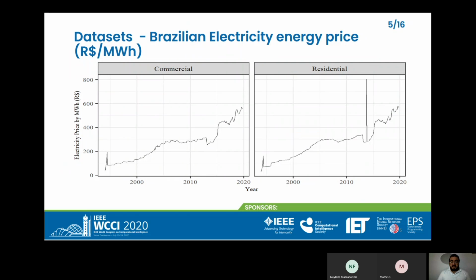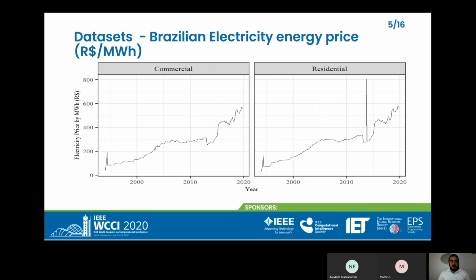The electricity price time series ranges from April 1994 to September 2019, both for commercial on the left and residential data on the right. Each dataset is composed of 306 monthly samples, and the electricity price is measured in Brazilian currency per megawatt hour. The datasets were split into training and test sets with the proportion of 70 and 30% respectively.